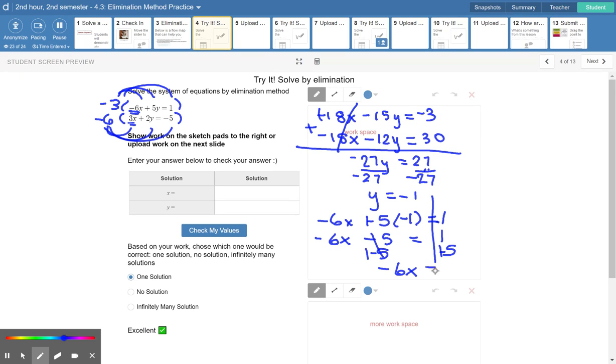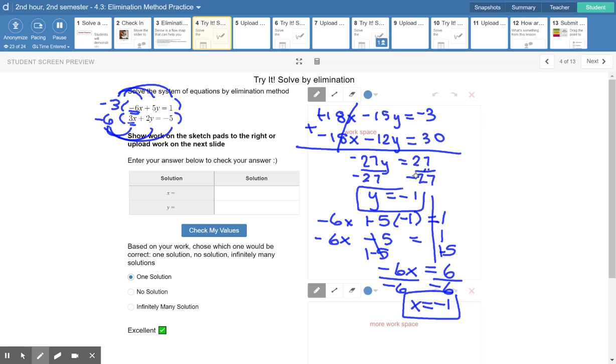Now we have a friendly one step. Negative 6x equals 6. We need to get that x by itself. So then we're left with x equals negative 1. Notice that I have an x variable and I have a y variable. So that means I actually have an ordered pair. Ordered pair means one solution. So if I check my solution, I do in fact have the correct values.